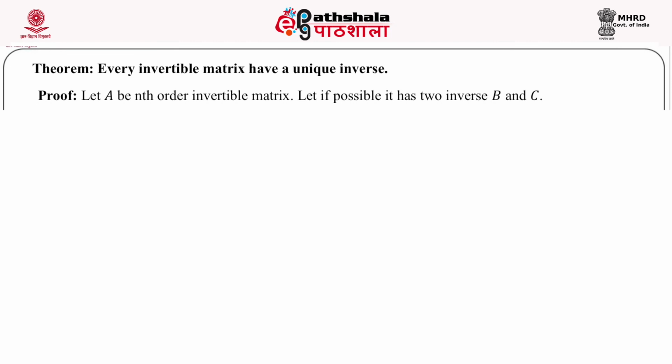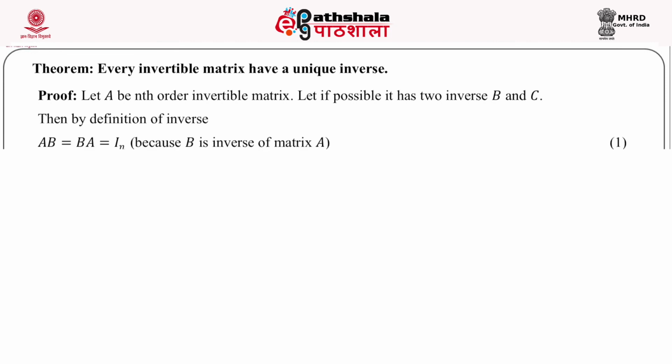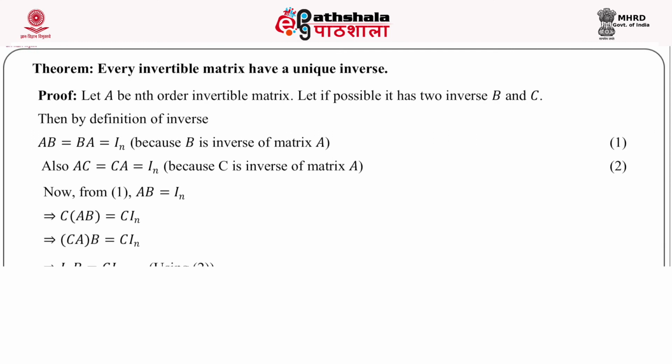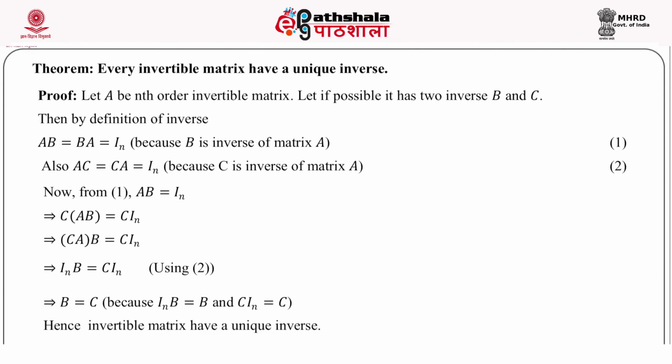Proof: let A be an nth order invertible matrix. Let, if possible, it have two inverses B and C. Then by the definition of inverse, AB is equal to BA is equal to the nth order identity matrix. Similarly, AC is equal to CA is equal to the identity matrix of nth order, because here C is the inverse of matrix A.